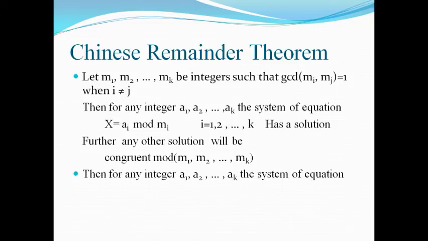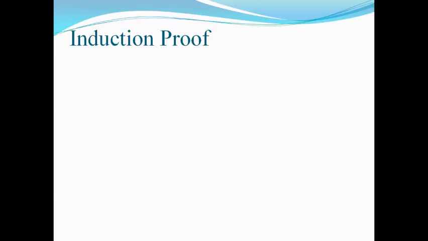Then we have to prove it for any integers a1, a2 to ak, the system of equations. Here I am assuming we have established the proof for k equals 2. If you want to study for k equals 1 and k equals 2, you can go to my useful links, where the book has provided the complete solution. Now I will start with k equals 2, assuming that you know the solution.